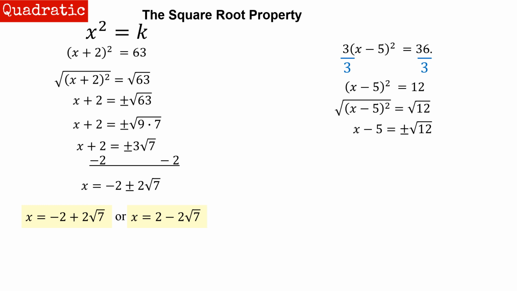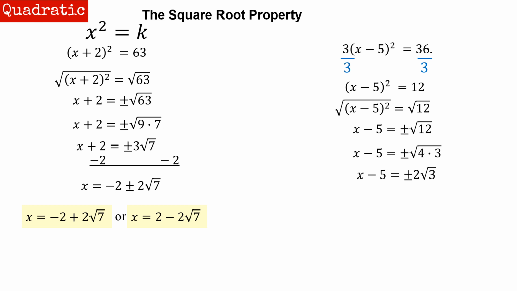I mentioned it in the last one. Some instructors want to get x by itself, so they'll add 5 right away. I don't. I like to mess with the square root first. And is there a perfect square in 12? Yep, there is. It's 4. So the square root of 12 is the same thing as saying the square root of 4 times 3. And the square root of 4 is 2. So now we have x minus 5 equals plus or minus 2 square root of 3.